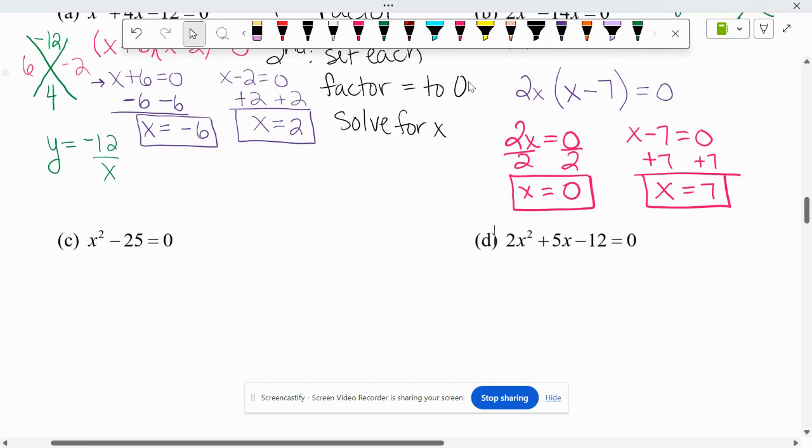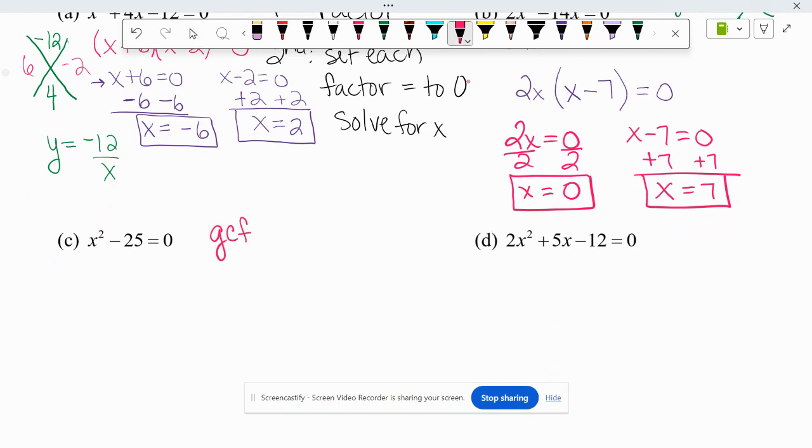What about example number C? It's got two terms, so let's see. GCF or difference of squares? Or both? Difference of squares. Good job. This is a perfect square. What is the square root of x squared?